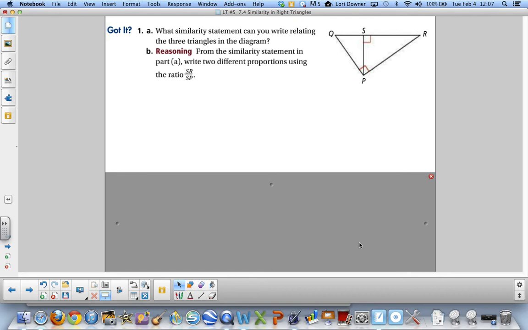Try this on your own. Write a similarity statement using these 3, and then try to write 2 different proportions using this ratio from your similarity statement. Pause the movie, try this on your own, and press play when you're finished.